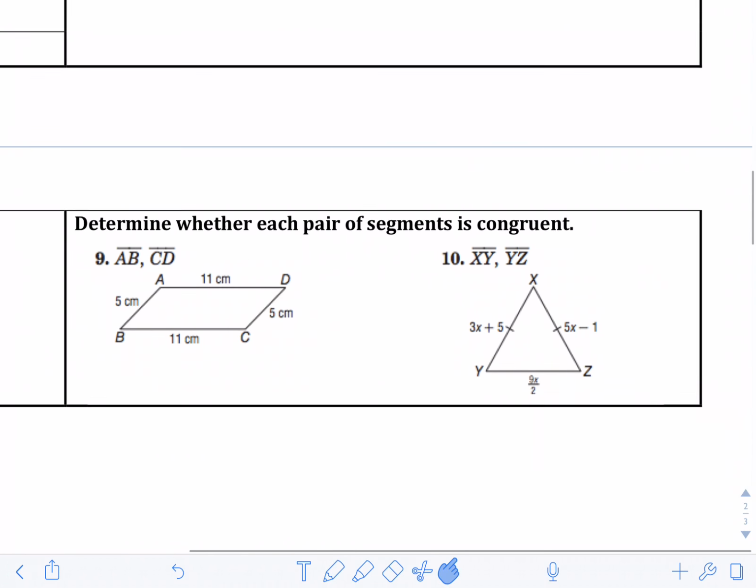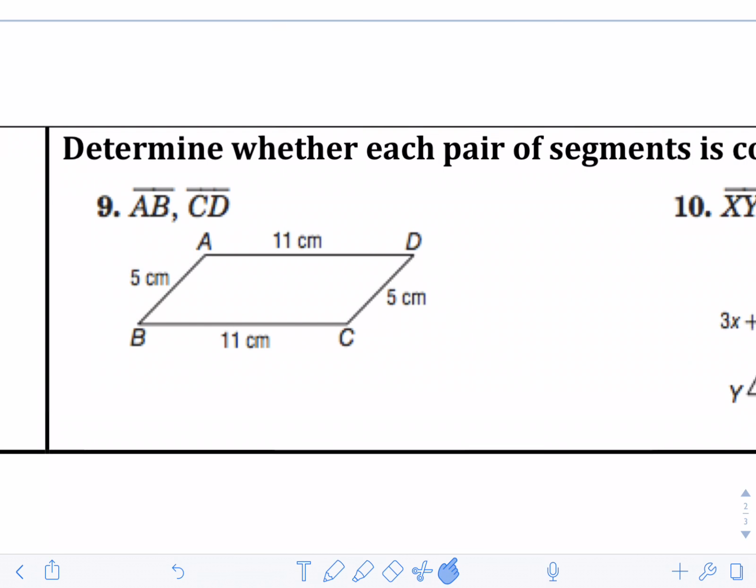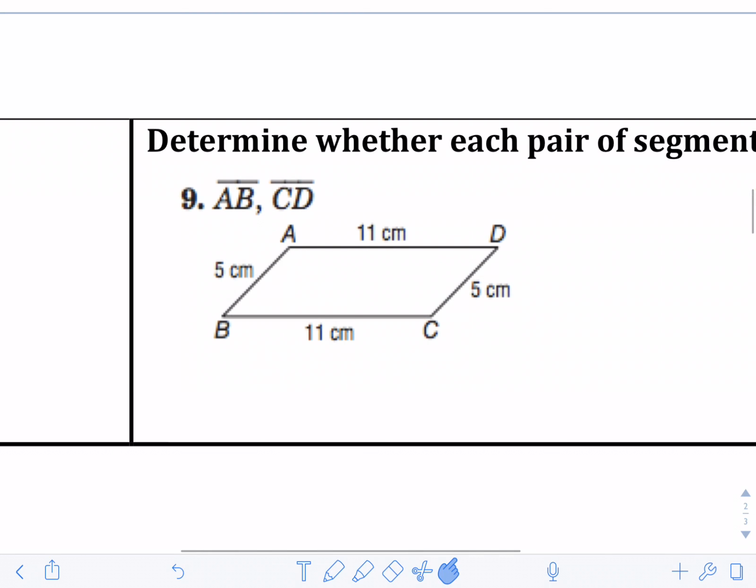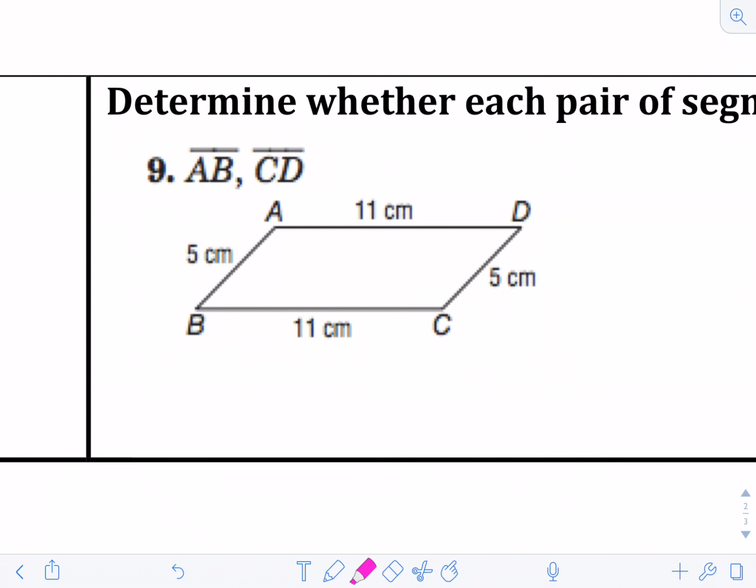Okay, you don't have 7 or 8, so the last two determine whether each pair of segments is congruent. So here for AB, I have AB, which is 5 centimeters, and I have CD, which is 5 centimeters. So since the measurements are equal, then I know that these two segments are congruent.